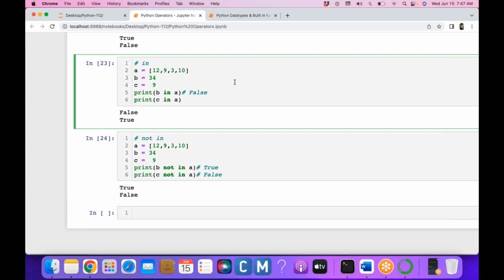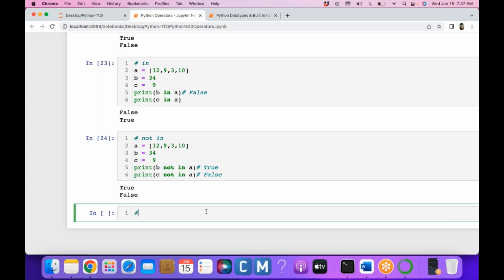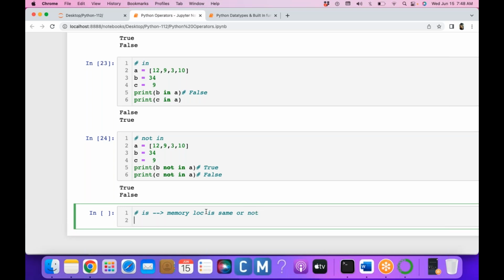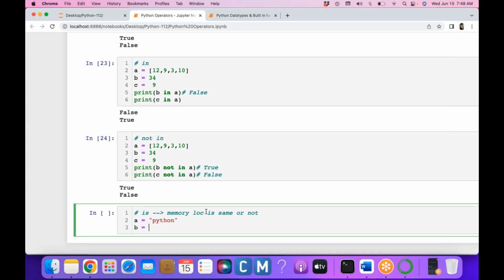Good enough. Now we have one more keyword. The keyword name is is. Basically, what it will do is check the memory location, not the data. We can see whether the memory location is the same or not. For example, I have a data, the data is Python, and I have another data, and this is also Python only. Both variables are holding the same thing.